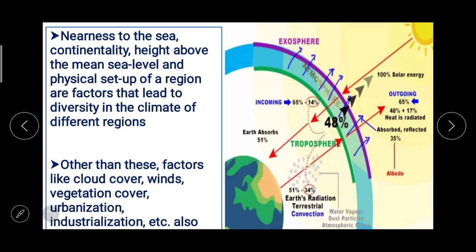Now though latitude is the main factor, there are other factors also which influence the distribution of temperature. The effects are limited to a particular region, but these factors are nearness to the sea, continentality, height above the mean sea level, and physical setup of a region, which lead to diversity in the climate of different regions. Other factors like cloud cover, winds, vegetation cover, urbanization, industrialization, etc. also influence the local climate.